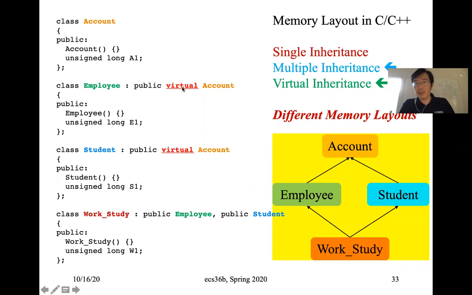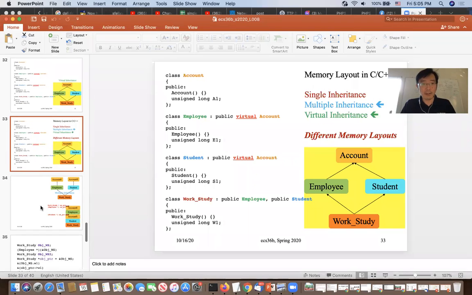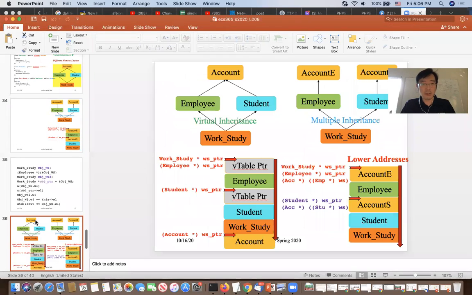If you add the keyword virtual here, this is called virtual inheritance. If you don't have the virtual keyword, it's multiple inheritance. What's the difference? You think it looks like this, but if you really look at the memory layout, it's actually this. If you do multiple inheritance, it actually looks like this, and it is not virtual, so you actually have two Account objects.